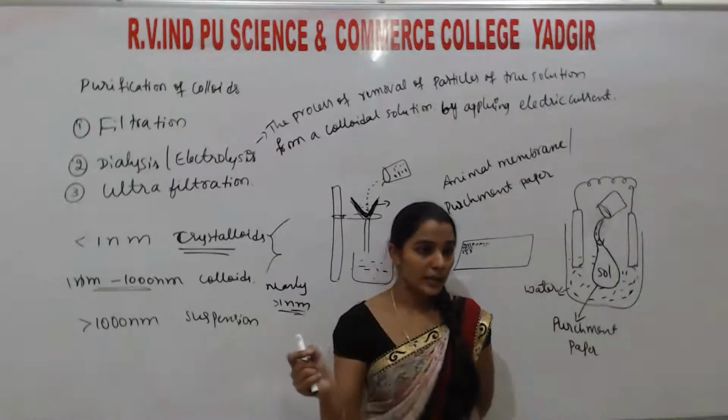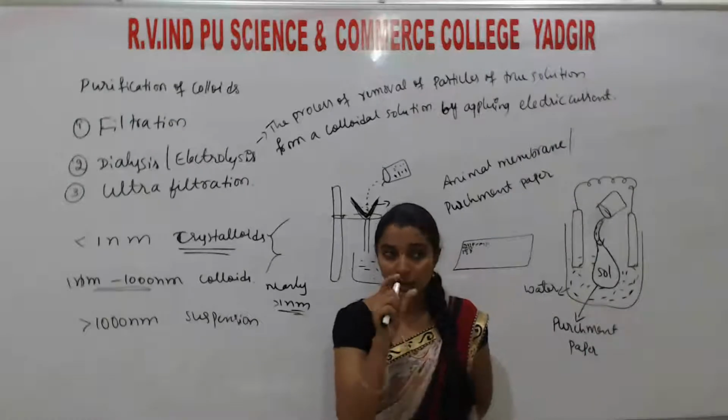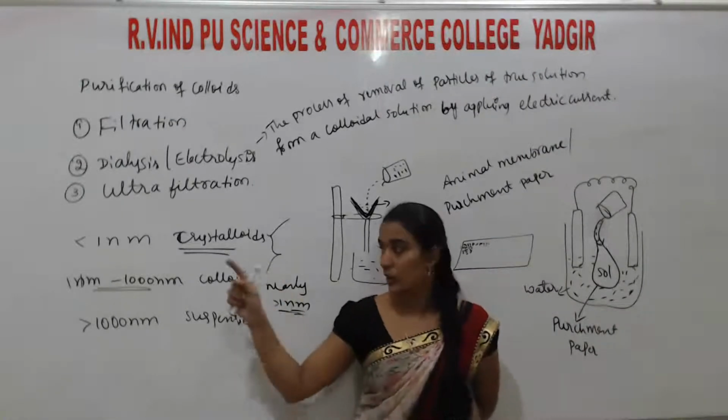So if there is one NaCl, it becomes ions; if there is more than that, it becomes precipitate type and forms turbid form. That is what I told you.